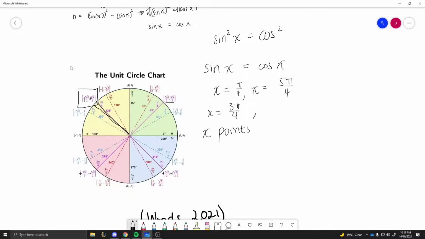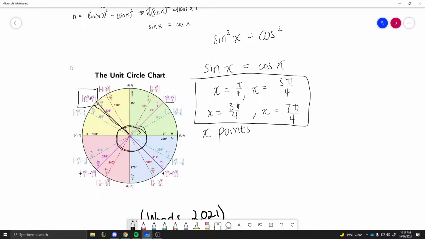So x equals 3 pi on 4, and x equals 7 pi on 4. So these are going to be your points. The reason why we aren't continuing to spin around the circle, because you can keep coming up with solutions, is because the domain given is 0 ≤ x ≤ 2 pi. And this is the last rotation before you go over 2 pi, which is not what we want. So these are going to be the solutions for that question without using the Pythagorean identity.